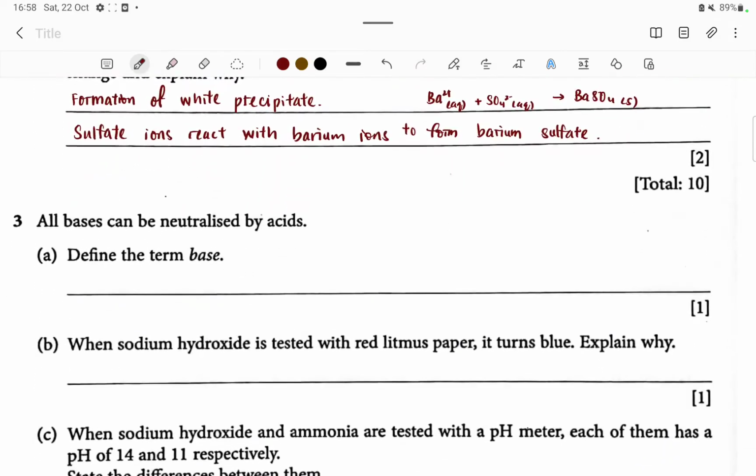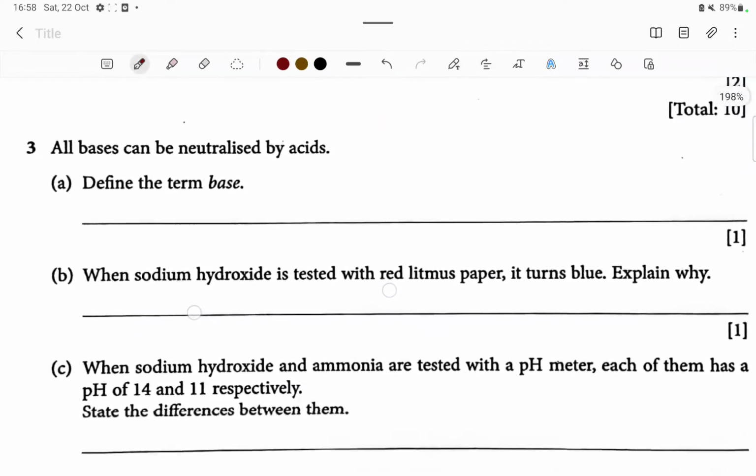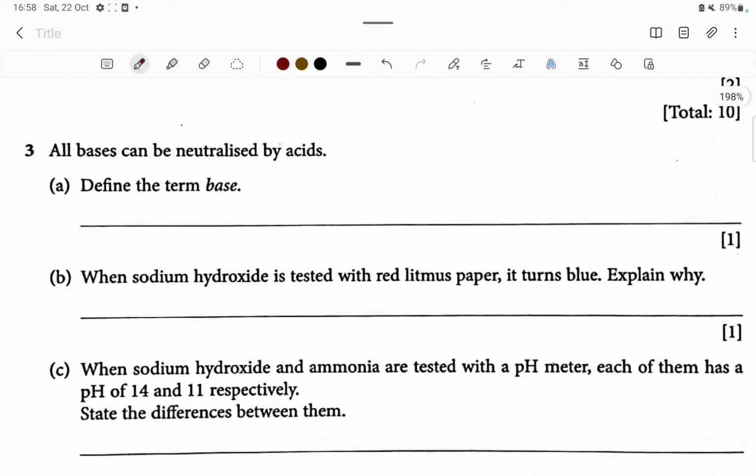Okay, number 2 is done, so now we have to move on to number 3. All bases can be neutralized by acids. And then they ask you to define base. Okay, so we already know base is proton acceptor. This is how you get 1 mark.